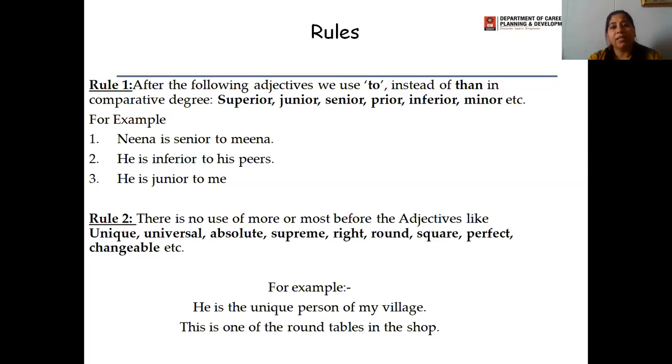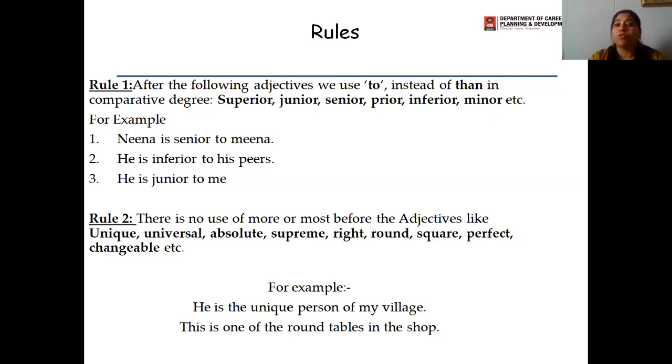Similarly, if somebody is right, he cannot be more right or most right. When somebody is right, he is right. Perfect. So there is no degree of comparison being used here along with the words "more" and "most", right? He is the unique person of my village. So we are using unique in the superlative degree, and in the superlative degree we are comparing one person with the rest, like the rest of the class or the rest of the village. Similarly, this is one of the round tables in the shop.